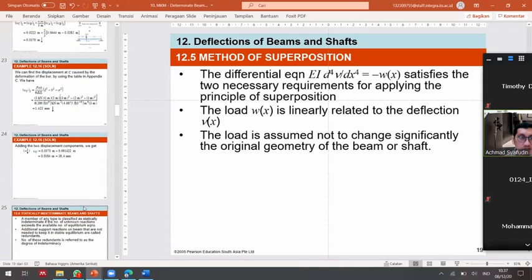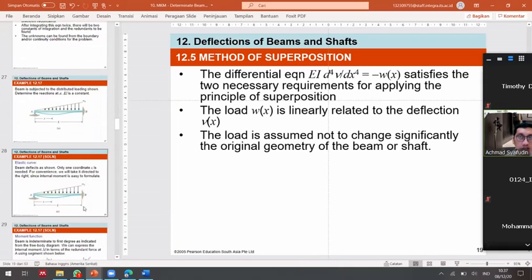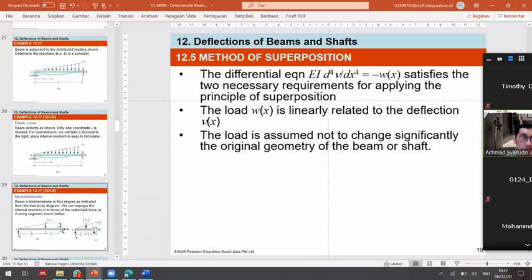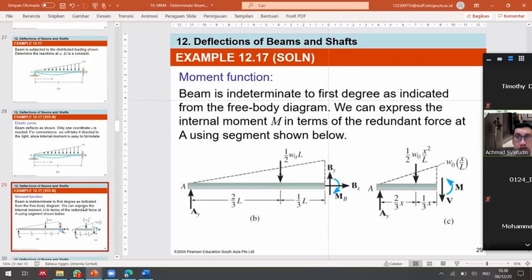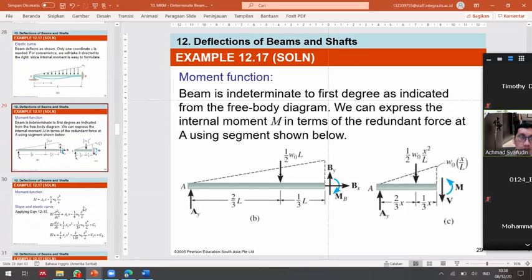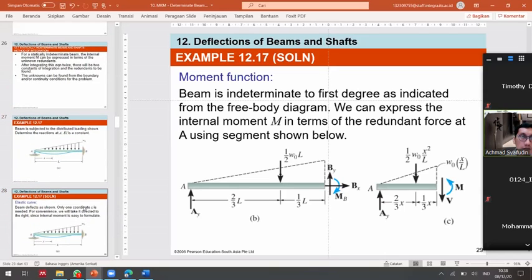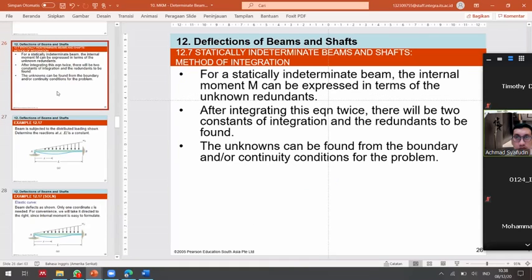Let me show the sample problem that we can solve with the moment area method. This is the moment function. This is the indeterminate case, how to solve an indeterminate problem by the integration method.